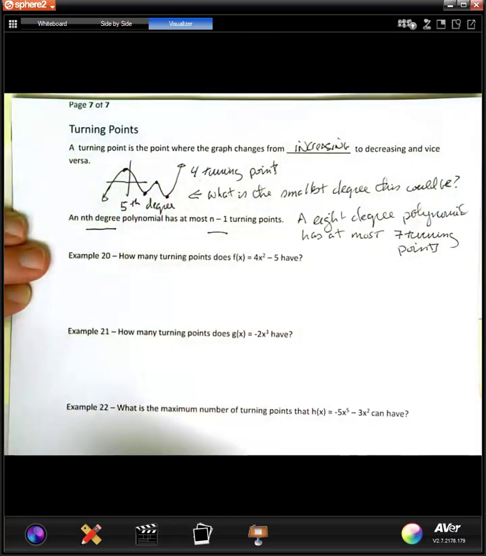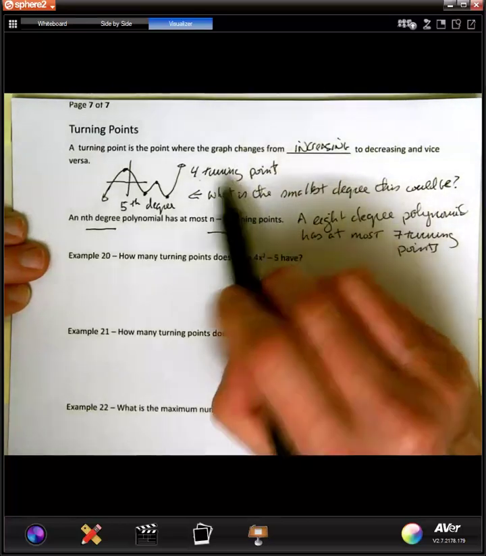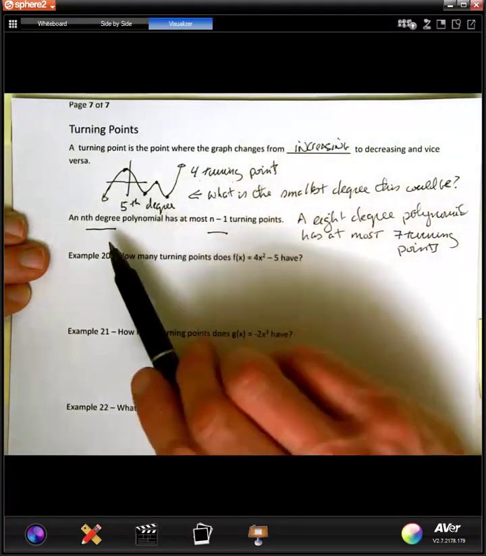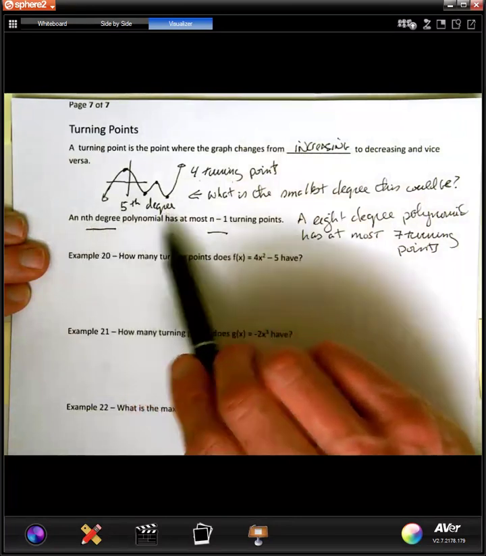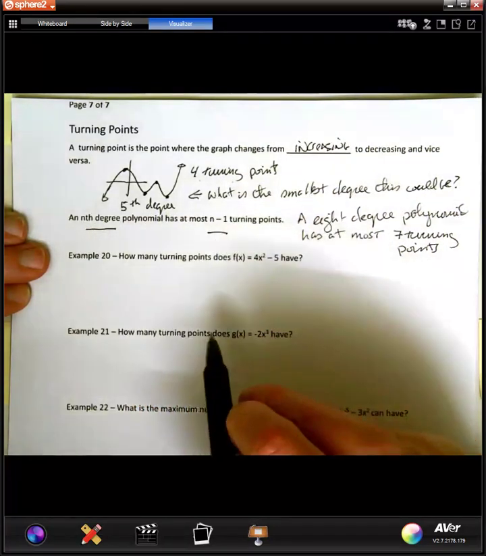And there are other telltale signs that will help me, but that's one thing that turning points can tell you. Because there are 4 turning points, this has to be at least 5th degree. So in other words, a 5th degree polynomial has at most 4 turning points.